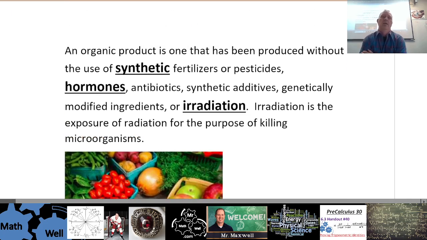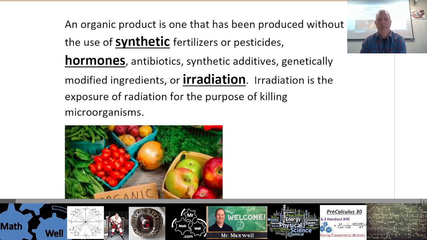An organic product is one that has been produced without the use of synthetic fertilizers or pesticides. So we did talk about organic products a little bit before. So without synthetic fertilizers, pesticides, without hormones, antibiotics, synthetic additives, genetically modified ingredients, or irradiation. Now this is not irrigation, this is irradiation, very different. It's the exposure to radiation for the purpose of killing microorganisms. So irradiation.